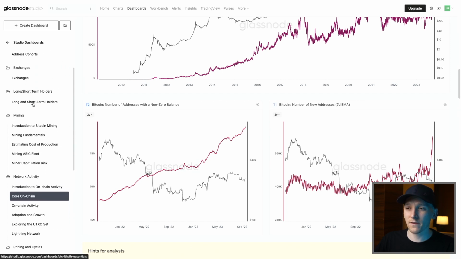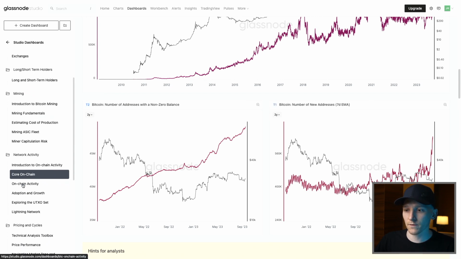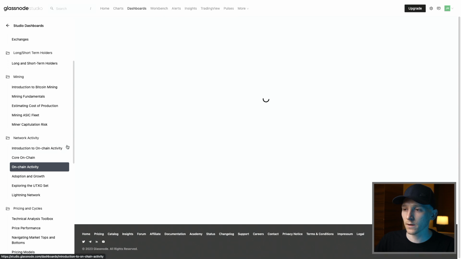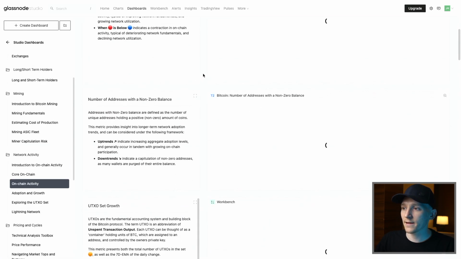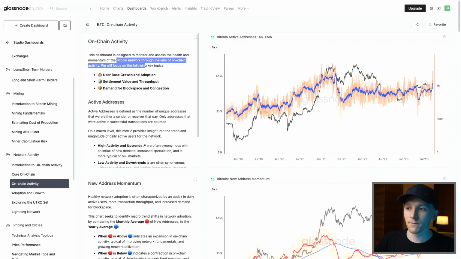So again, all of this is what Glassnode give us as to what they think is important. So we're going to be looking at on-chain activity. So we're going to click that. And then anything that's important or slightly more complex, they're going to give us the information about exactly what it is, why it's important, and how it may affect things.